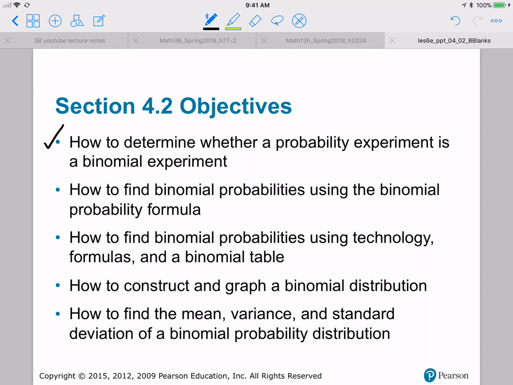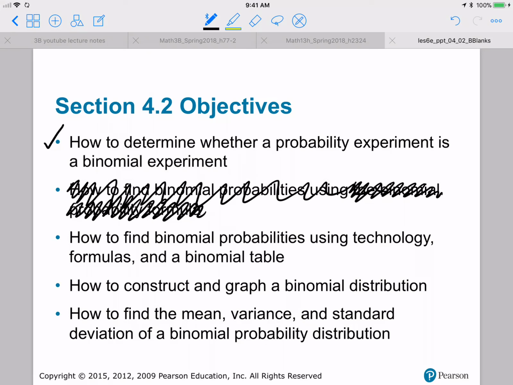We're not going to use the binomial probability formula, which involves n choose k and factorials. We're not going to do that. So in fact, we can cross this out. Using technology, yes. Formulas, no. Binomial table, no. Again, there will not be tables provided on the exam, so please make sure that you are learning how to use technology. Let me go ahead and highlight that.